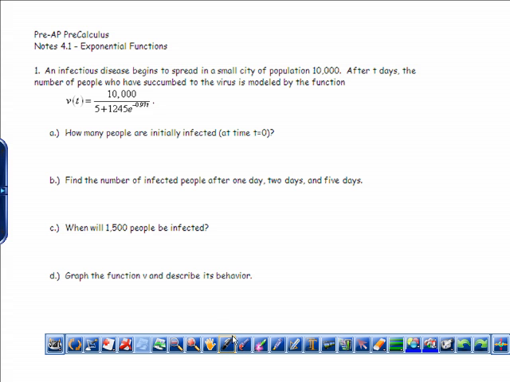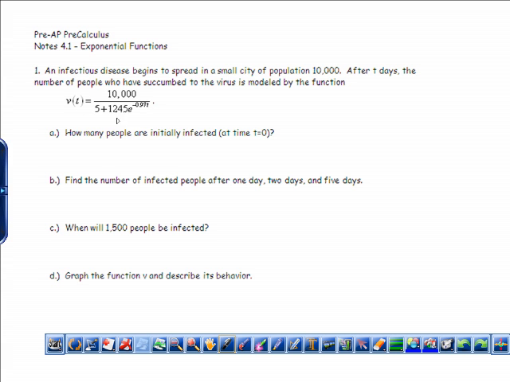Okay, so this is the video lesson for 4.1 exponential functions. We're just going to start out with some basic applications of exponential functions, and then we'll get into the specifics. So this first example says an infectious disease begins to spread in a small city of population 10,000. After t days, the number of people who have succumbed to the virus is modeled by this function.